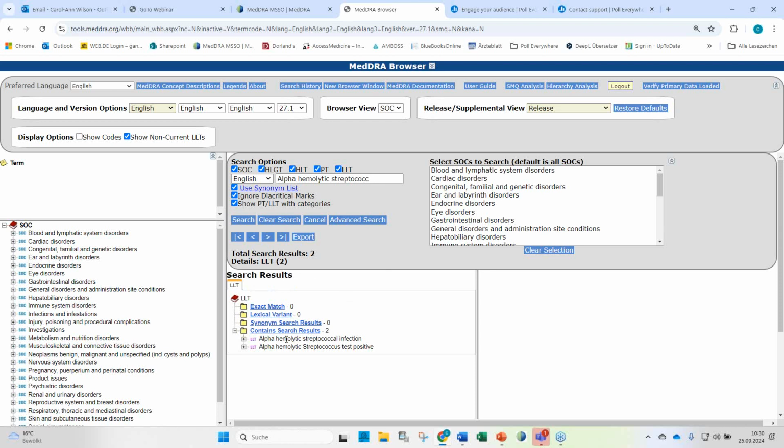Here we are. We have an alpha-hemolytic streptococcal infection, but the only thing that we have in our verbatim is that there was a positive culture result for alpha-hemolytic streptococcus test positive. So we should not assume that this is already representing an infection. And therefore, the alpha-hemolytic streptococcus test positive LLT would be the best option for us. And it's grouped under PT streptococcus test positive.